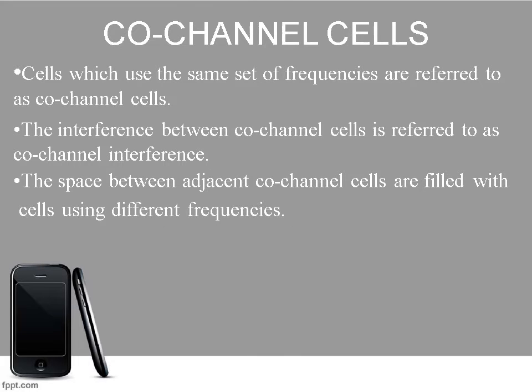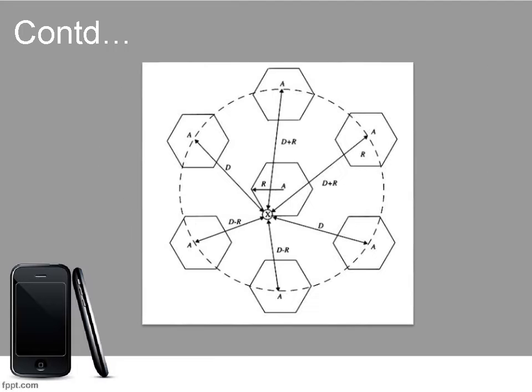Next, co-channel cells. Cells which use the same set of frequency are referred to as co-channel cells. The interference between co-channel cells is referred to as co-channel interference. The space between adjacent co-channel cells is filled with the cells using different frequencies. So these are the representation of the co-channel cells.